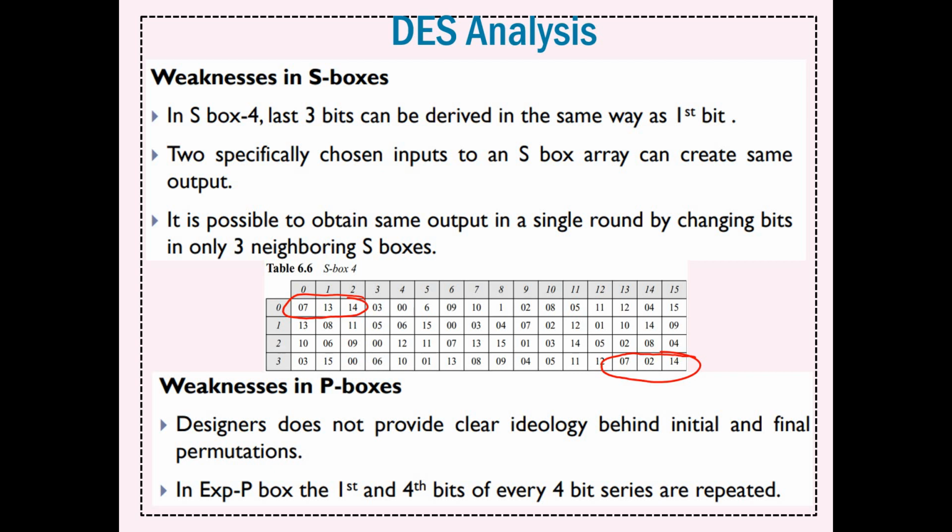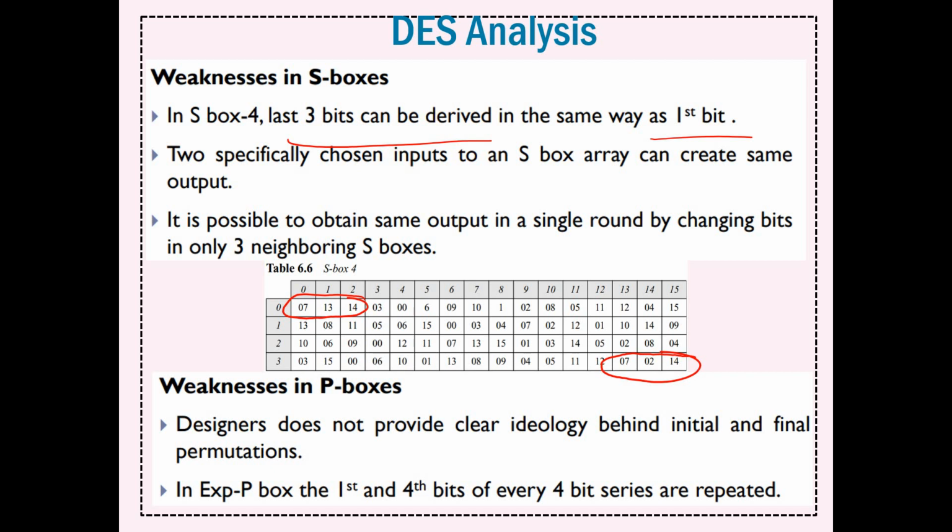Alright, so in case of S box 4, the last 3 bits can be derived in the same way as the first bit. It is somehow confusing how this can be made to work in DES, but this was later found out. When it was analyzed, it was found that the table has some fault.